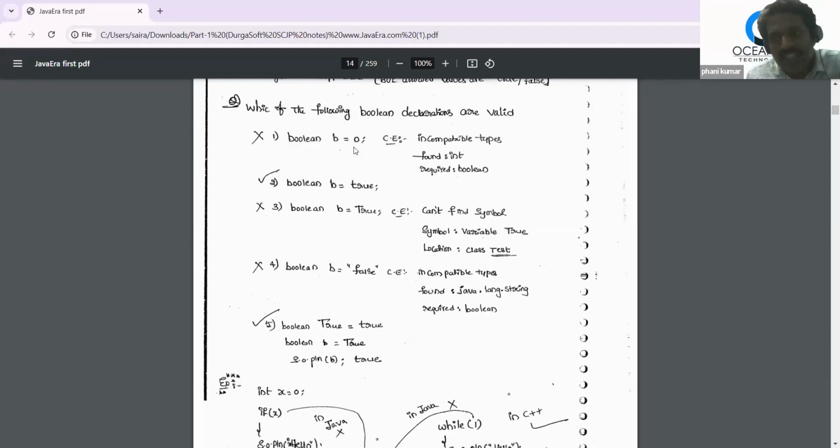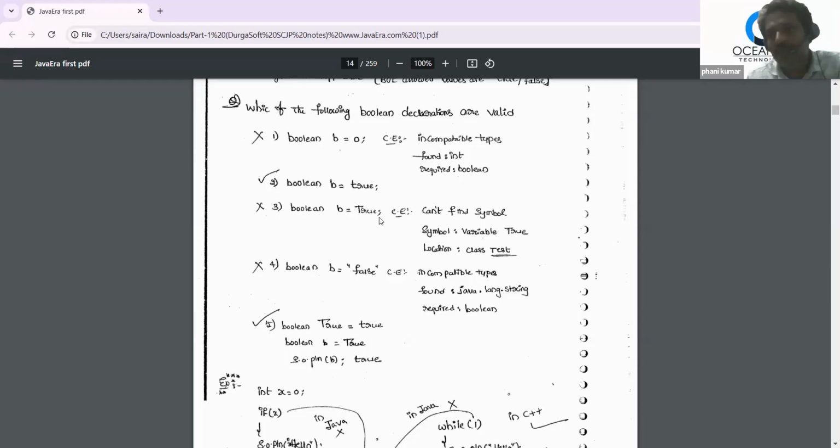Clearly, that error should be learned. While I am assigning 0, 0 is not a Boolean value. 0 is a numerical value, but b is the Boolean type. So a numerical value is not assigned to Boolean type. So it says the error incompatible types. And next, the second one, boolean b equal to true. This is the right syntax. True is the value of Boolean type. I am assigning this value to the Boolean variable b. So b is equal to true. Correct. There is no error here.